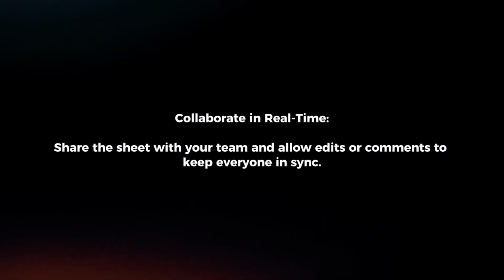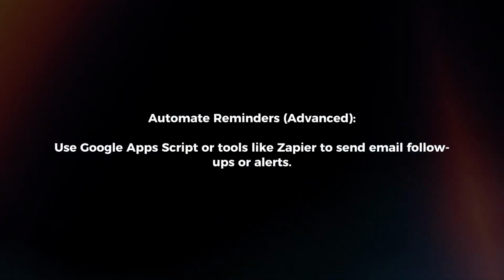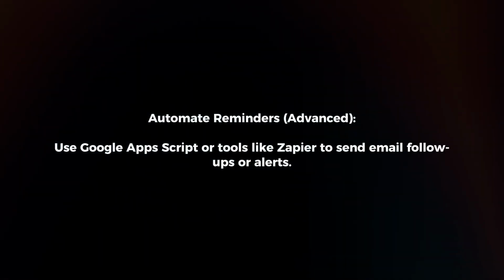Collaborate in real time. Share the sheet with your team and allow edits or comments to keep everyone in sync. Automate reminders. Use Google Apps Script or tools like Zapier to send email follow-ups or alerts.